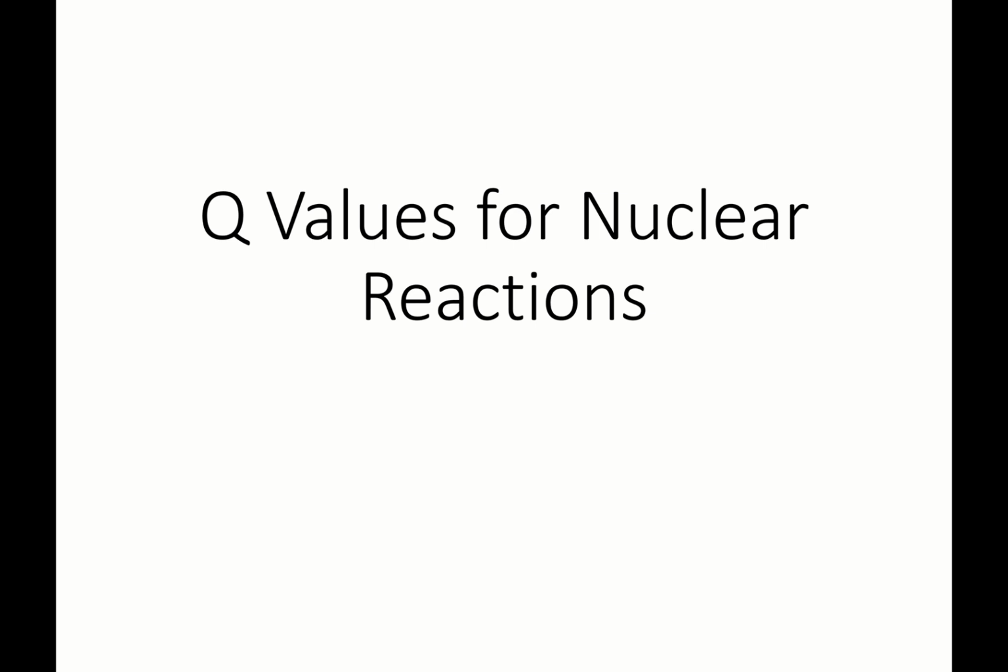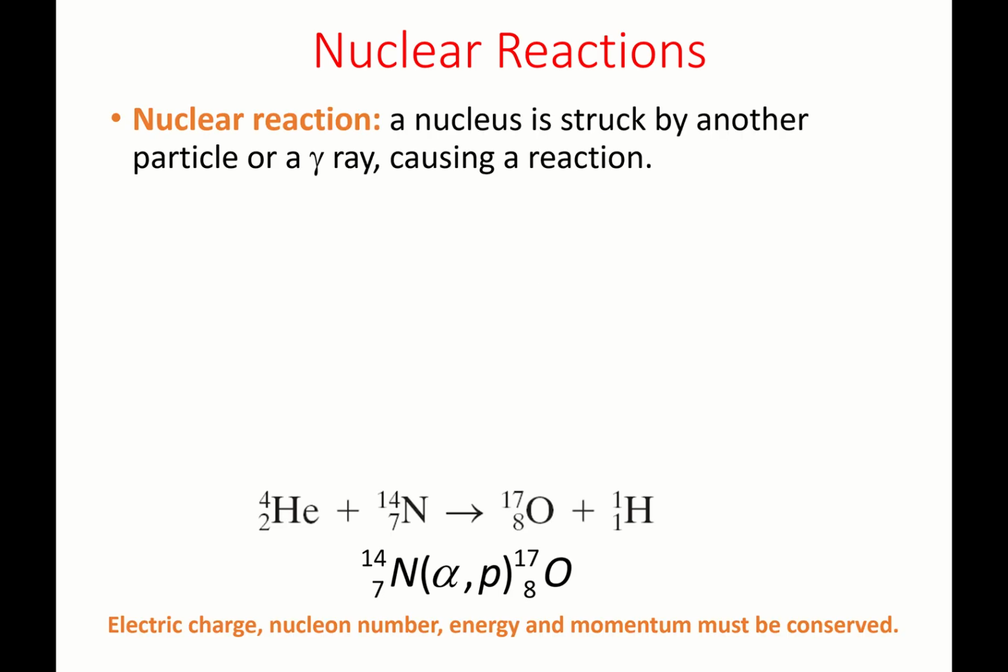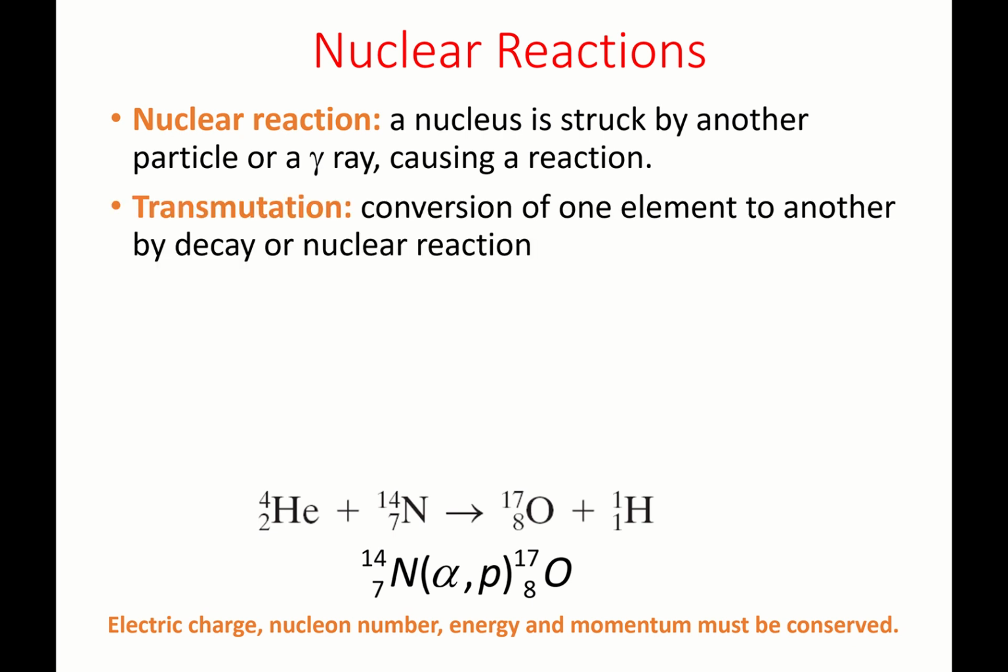All right, so today I'm going to go over how to calculate the Q values for nuclear reactions. So what is a nuclear reaction? A nuclear reaction usually occurs when a nucleus is hit by another particle or a gamma ray, which gives us enough energy to cause a reaction. In a nuclear reaction, we usually have transmutation, which is just the conversion of one element to another element by decay or nuclear reaction. So one nucleus is going to turn into another nucleus.